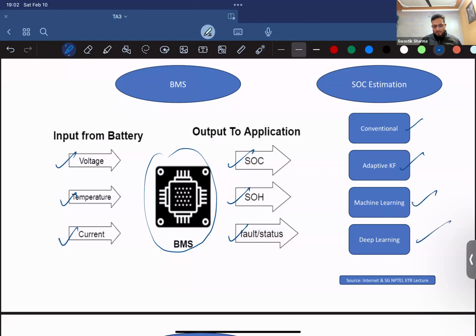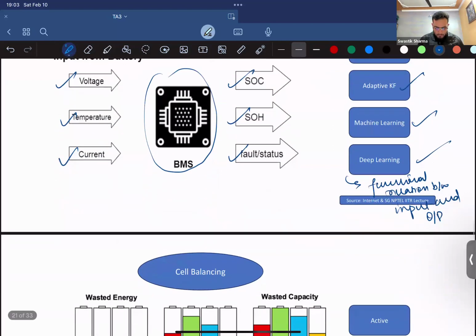Then you have machine learning and deep learning. So deep learning, as you have seen in recent times, uses an artificial neural network or different deep neural networks. They are generally used to be able to determine the functional relation between your inputs and outputs. So they generally approximate this function and tell you what the function is, so that you just give it a set of values, and it will give you the output for those inputs.